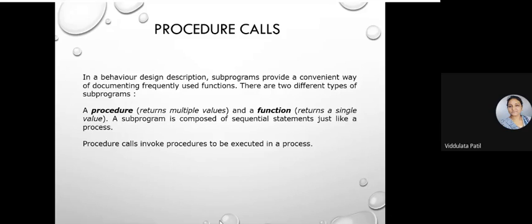So there are two different types of subprograms. One is a procedure which returns multiple values, and we can have a function that returns a single value. Now this subprogram is composed of sequential statements, just like a process. That means both procedures as well as functions are similar to the process, where there will be certain sequential statements. Now this procedure call invokes procedures to be executed in a process. We can call these procedures in a process, and then we can get that executed.